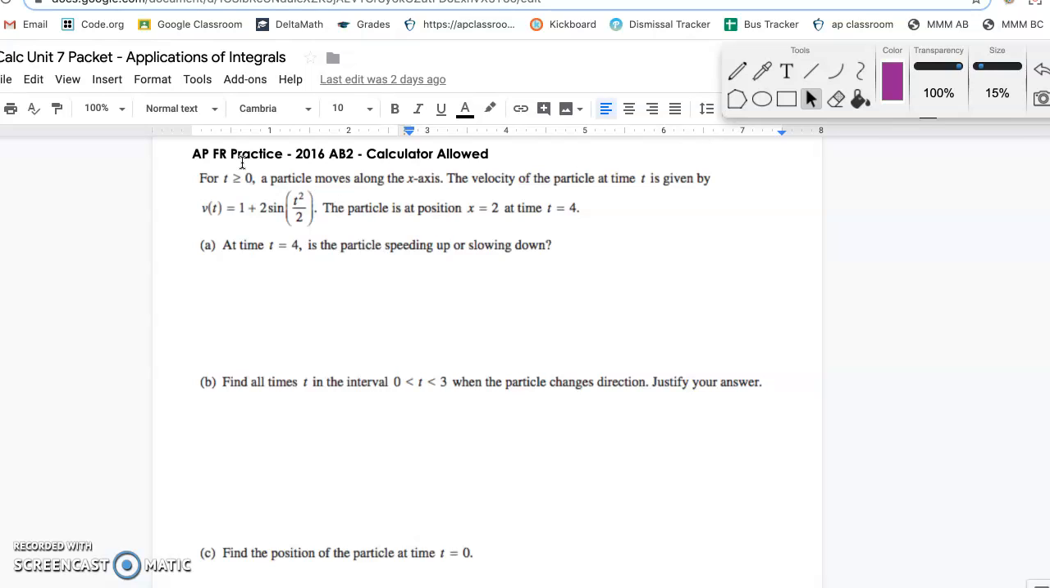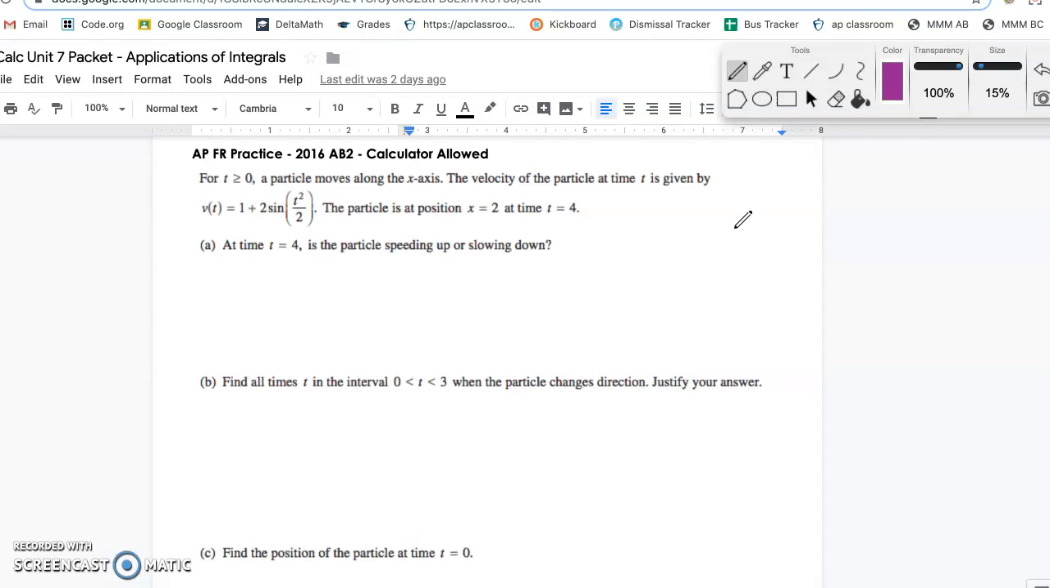All right, so for this free response question: for t greater than or equal to 0, a particle moves along the x-axis. The velocity of the particle at time t is given by v of t equals 1 plus 2 sine of t squared over 2. The particle is at position 2 at time t equals 4.